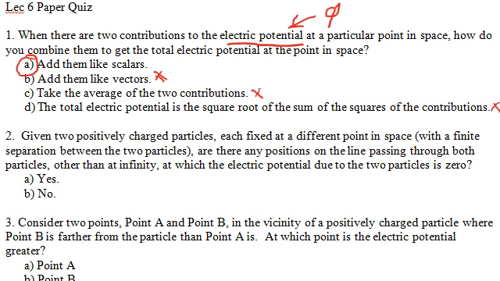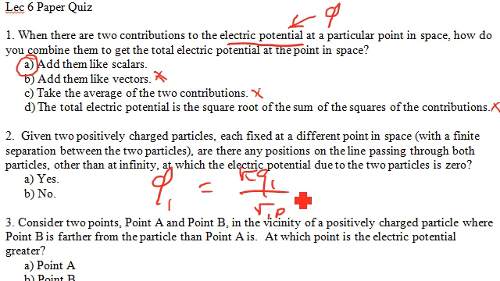Then, given two positively charged particles, each fixed at a different point in space with a finite separation between the two, are there any positions on the line passing through both particles other than at infinity at which the electric potential due to the two particles is zero? Okay, the individual contributions go like phi 1, for instance, is equal to k q1 over r 1 to p, where point p is some point in space that you're investigating to see where they might add up to 0, where the total electric potential might be 0.